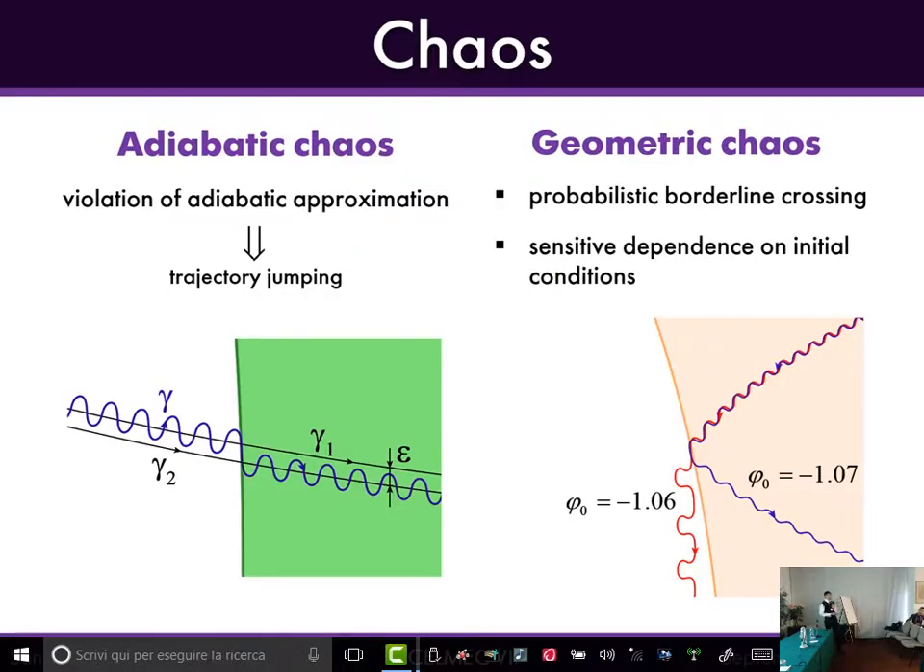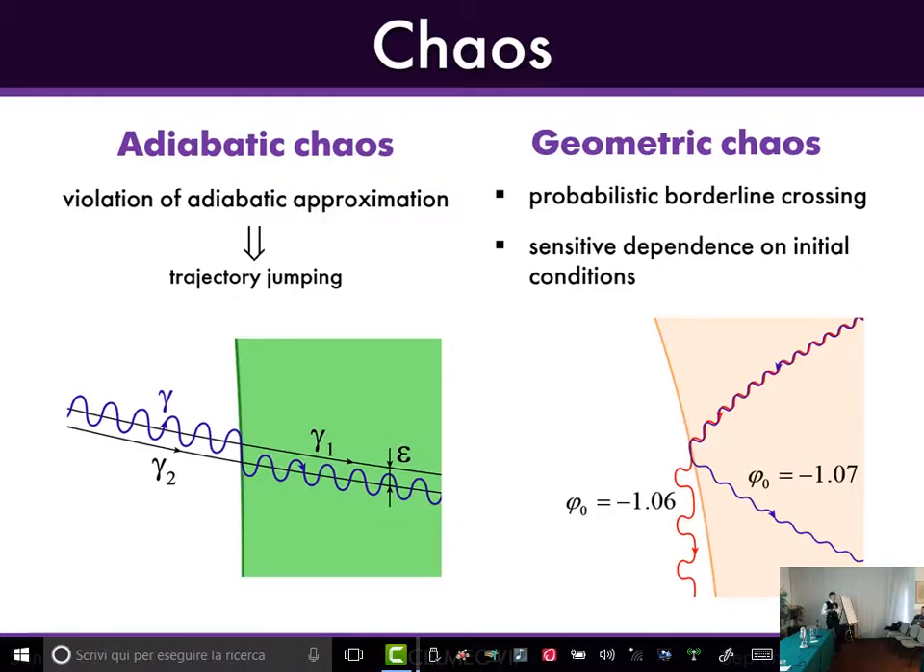There are two main mechanisms that lead to the rise of chaos in our problem. The first one we call adiabatic chaos, and it emerges due to the fact that the adiabatic approach that we took doesn't apply to the system near the border between regions with different motions of fast variables.